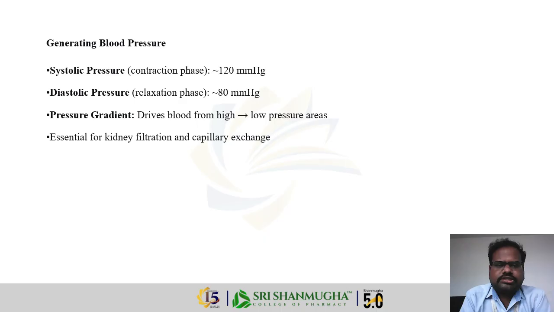Then pressure gradient. The pressure gradient drives blood from high to low pressure areas. So this is the pressure gradient. Then essential for kidney filtration and capillary exchange. The blood pressure is mainly essential for the kidney filtration, where the kidney filters the blood, and it will get back into the heart. So mainly the blood filters in the kidney. So this is the blood pressure area.